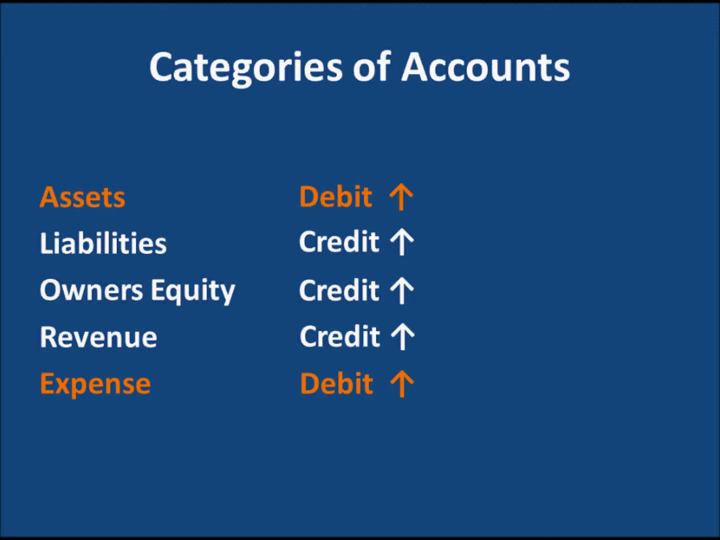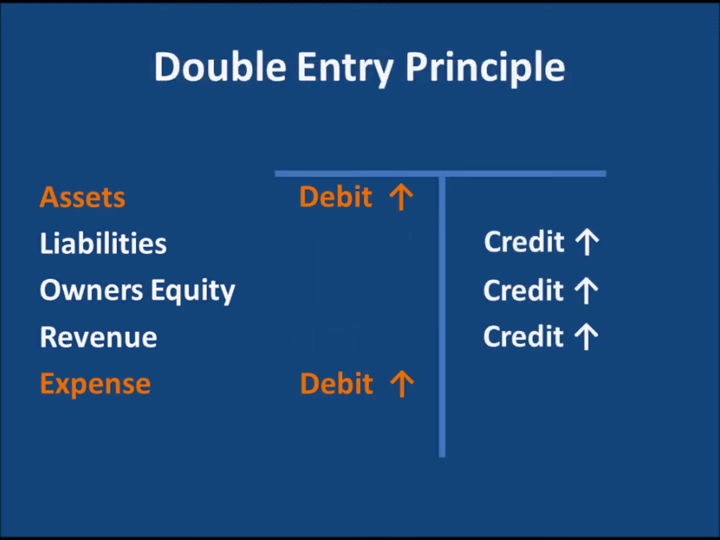We also know that debits and credits are on opposite sides of the account, so we can express this simple concept on this little T account here, where debits are recorded on the left and credits are recorded on the right. The decrease of any of these account balances would be recorded on the opposite side, which means that assets and expenses would be credited if their balances decrease. Liabilities, owner's equity, and revenue will be debited if their balances decrease.